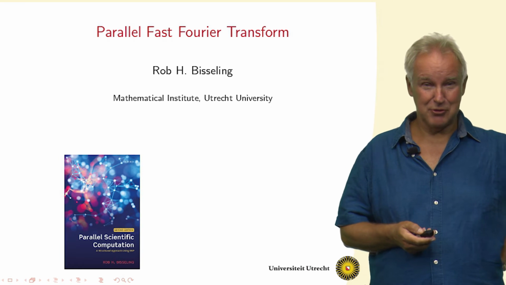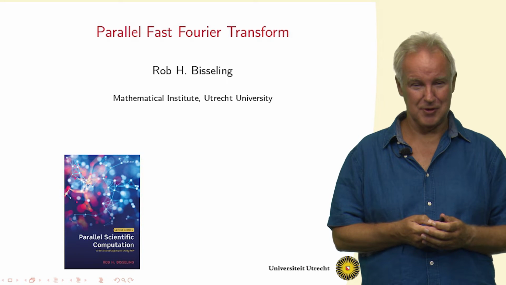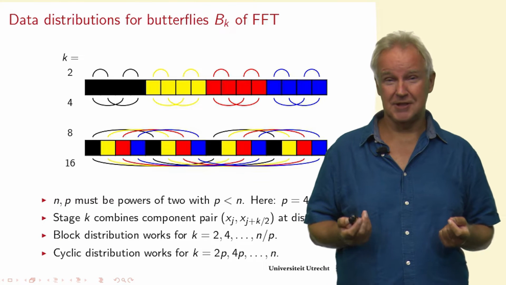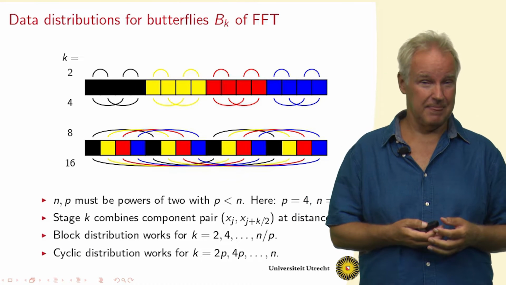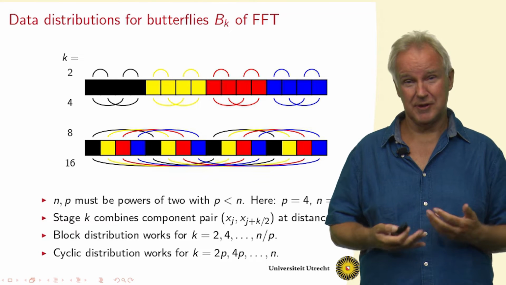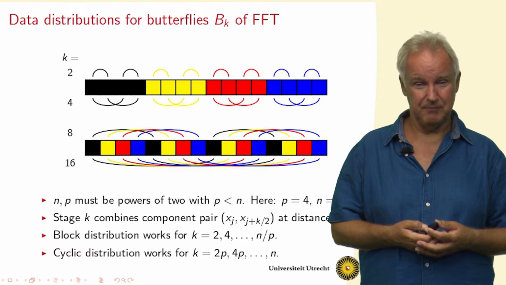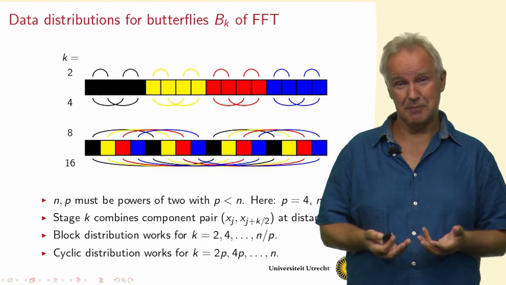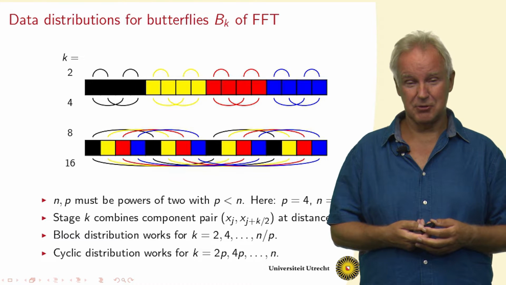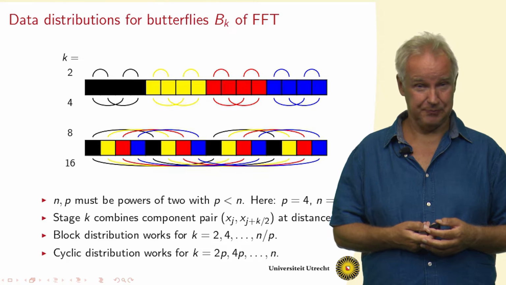After all the preparations, we are now ready to parallelize the fast Fourier transform. And to parallelize, we need to choose a distribution of the data. And the data in this case is a vector, because it's the vector that we're going to change from the input vector to the output vector. You may recognize in the picture two different distributions. On the top, the block distribution, and on the bottom, the cyclic distribution.